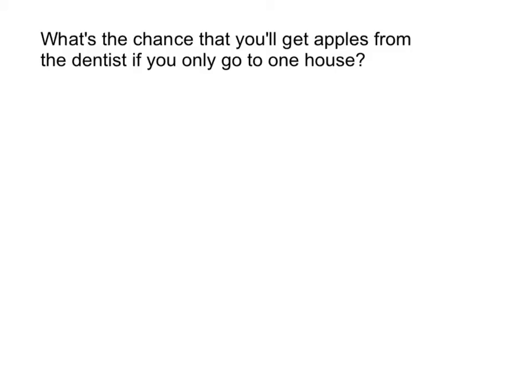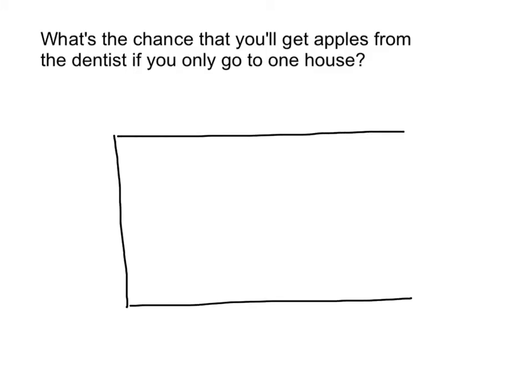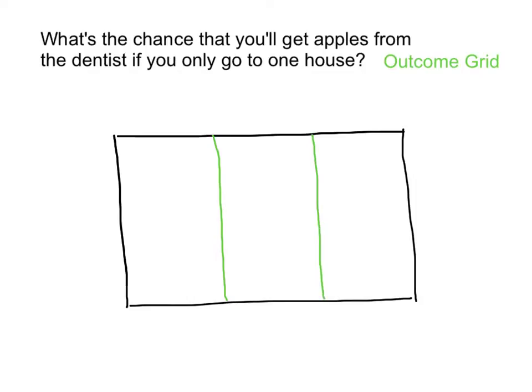So if I'm going to only go to one house, I am going to draw the options that I have. I'm going to make a little box. This is called an outcome grid or a probability grid. There are 3 different houses I could go to, so I'm going to divide the box into 3 equal sections. 1, 2, 3. I could either have gone to Frankenstein's house, the witch's house, or the dentist's house.